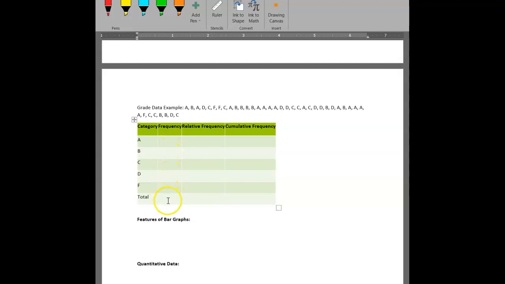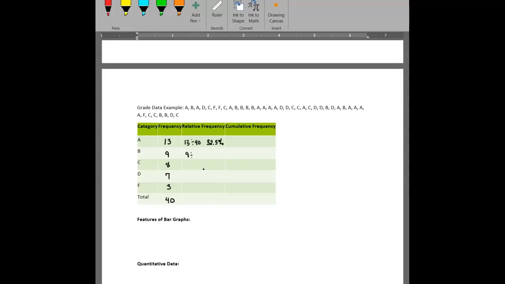And then we'll know how many total there are, so you can make sure that this adds up to the number of items that we have here. Okay, now that we figured out how many A's we had, how many B's, how many C's, how many D's, how many F's, count them up, 40, double check to make sure there's 40 items there. The next thing is the relative frequency. So we're going to take 13 divided by 40 to find out that percentage, and rounding to one decimal place, we end up with 32.5%.